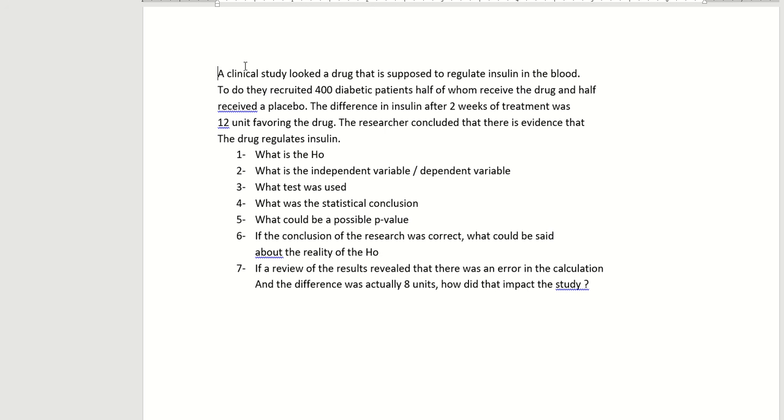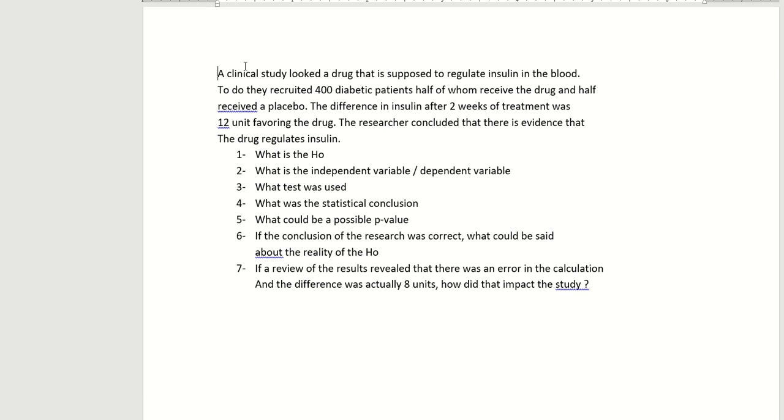First question, what is the null hypothesis? Well, here we're comparing two groups, and we're interested in levels of insulin. So the null hypothesis has to be that mu of insulin in those receiving placebo after treatment is equal to mu of insulin in those receiving the drug after treatment. That's the null hypothesis.